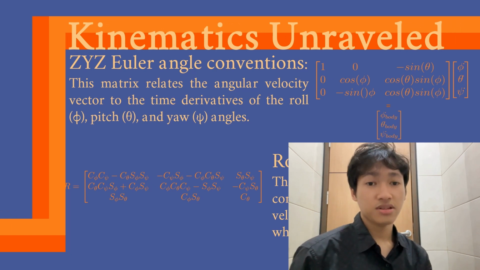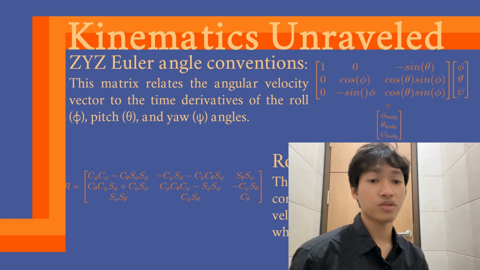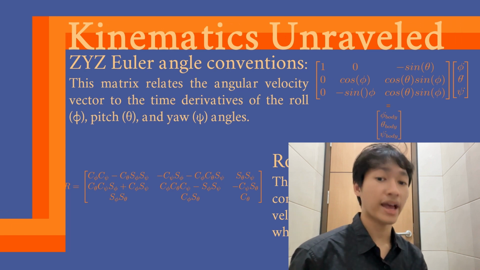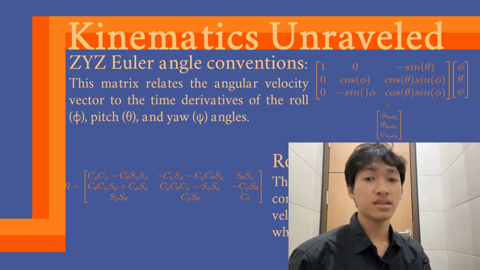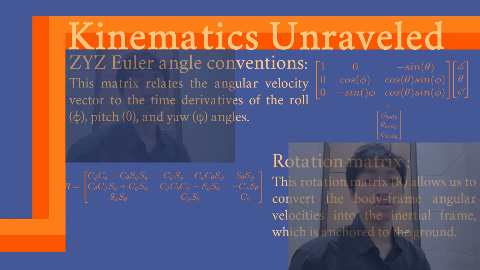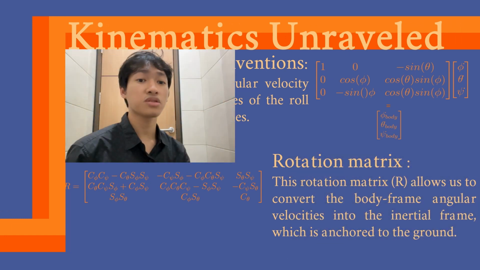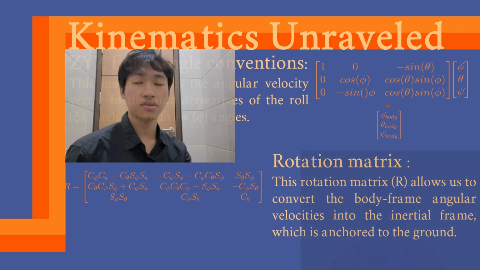This matrix seamlessly connects the dots between the drone's body frame, angular velocities, and the time derivatives of the roll, pitch, and yaw angles. Now, to align the body frame with the inertial frame anchored to the ground, engineers employ a rotation matrix. This matrix is a product of the ZYZ Euler angle conventions that translates the drone's body frame and angular velocities into the inertial frame, providing crucial understanding of its orientation relative to the Earth's reference frame.